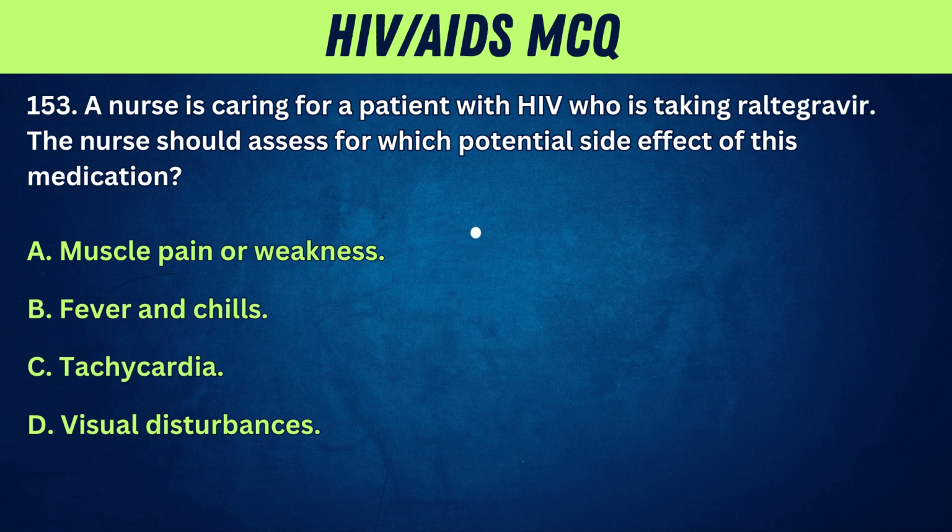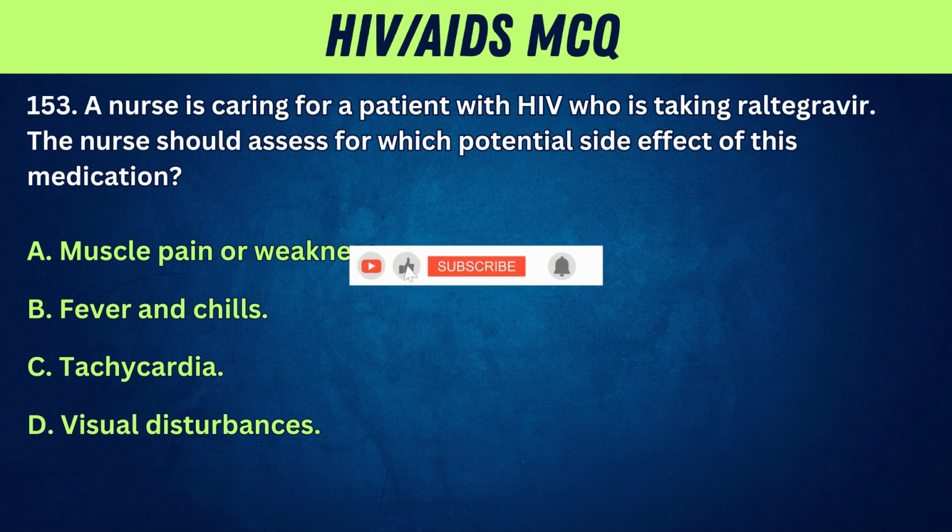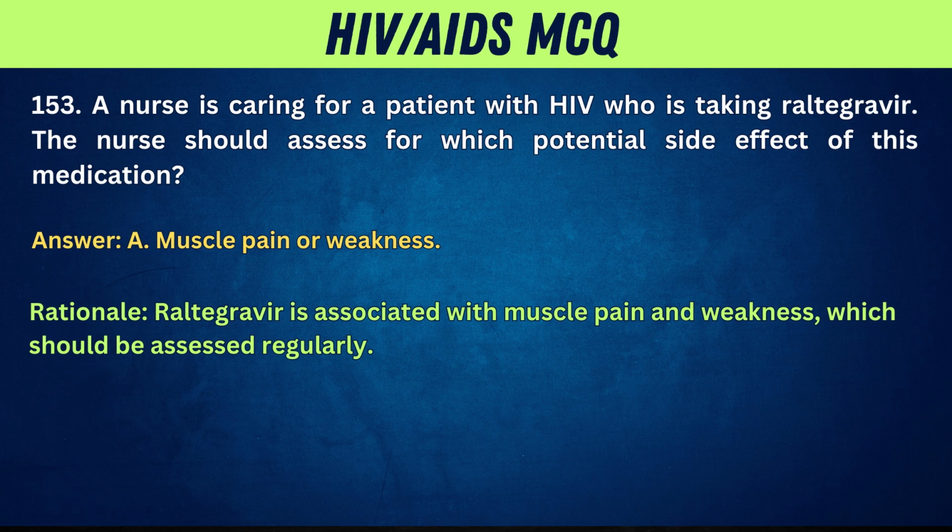153. A nurse is caring for a patient with HIV who is taking raltegravir. The nurse should assess for which potential side effect of this medication: A. Muscle pain or weakness. B. Fever and chills. C. Tachycardia. D. Visual disturbances. Answer: A. Muscle pain or weakness. Rationale: Raltegravir is associated with muscle pain and weakness, which should be assessed regularly.